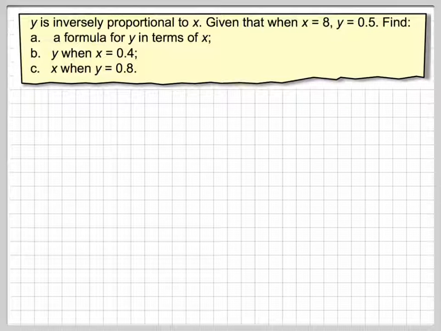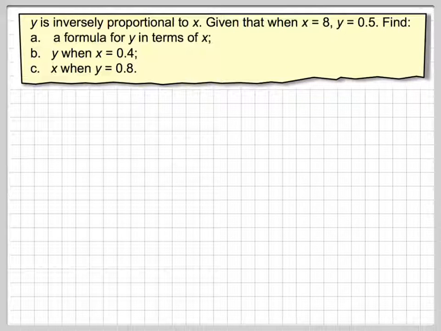Hi, in this video we're going to look at what it means to be inversely proportional. So we've got that y is inversely proportional to x, given that when x is equal to 8, y is equal to 0.5. Find a formula for y in terms of x, find y when x is equal to 0.4, and x when y is equal to 0.8.